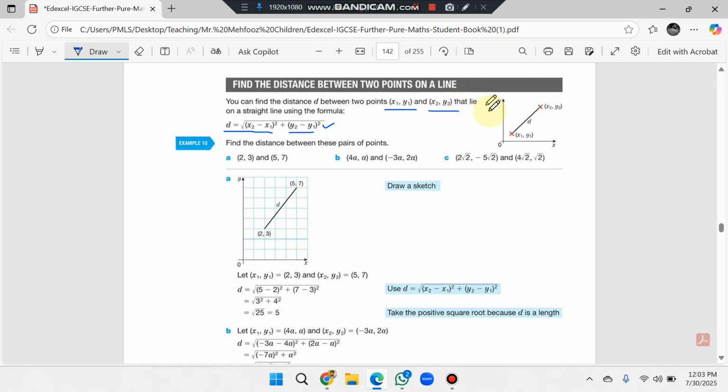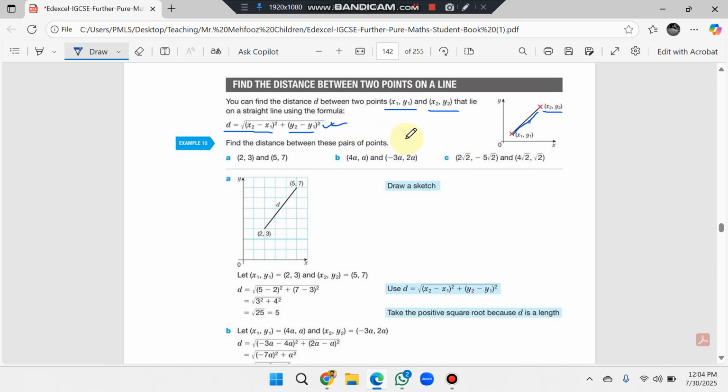Here is the graphical representation. For example, we have the first point with coordinates x1 and y1, and also we have the other point that has the coordinates x2 and y2, right? We have to find the distance between these 2 points. So first of all, we use this formula: d equals the square root of (x2 minus x1) whole square plus (y2 minus y1) whole square.